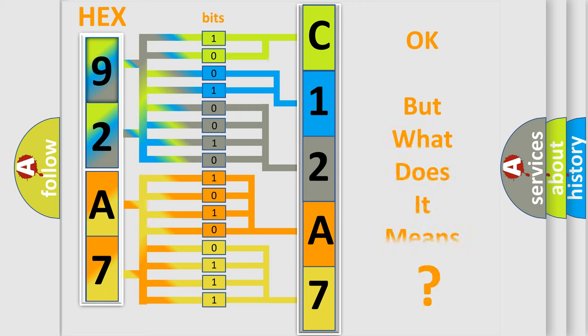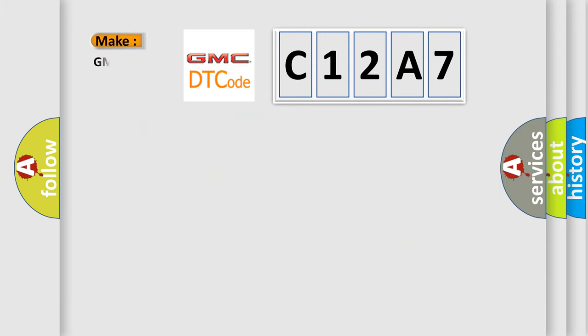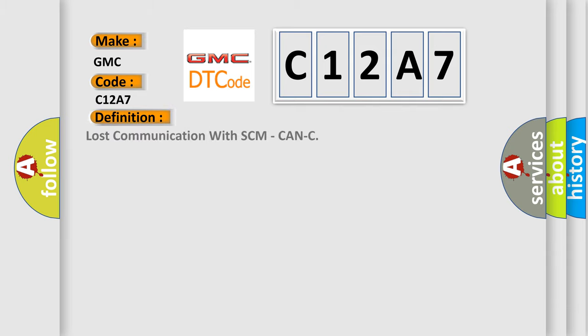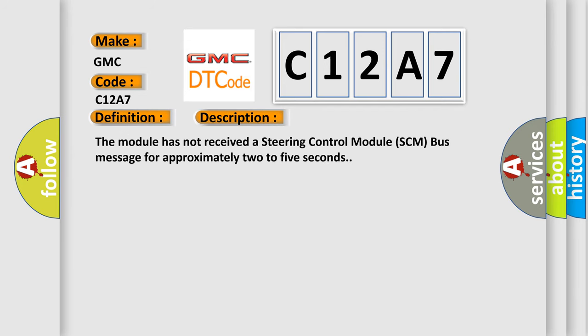The number itself does not make sense to us if we cannot assign information to what it actually expresses. So, what does the diagnostic trouble code C12A7 interpret specifically for GMC car manufacturers? The basic definition is lost communication with SCM, CAN C. And now this is a short description of this DTC code. The module has not received a steering control module SCM bus message for approximately 2 to 5 seconds.